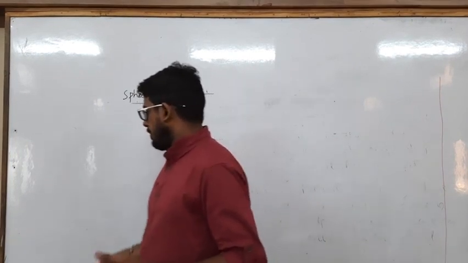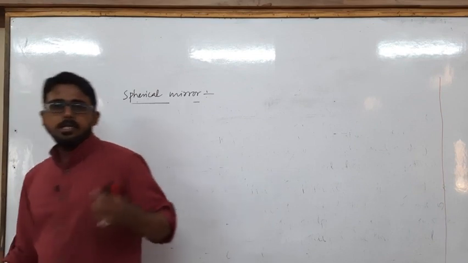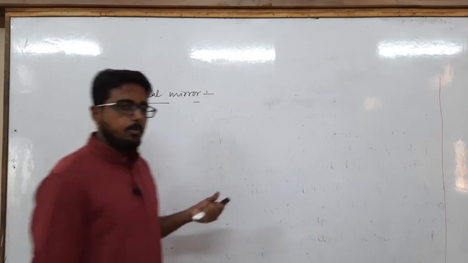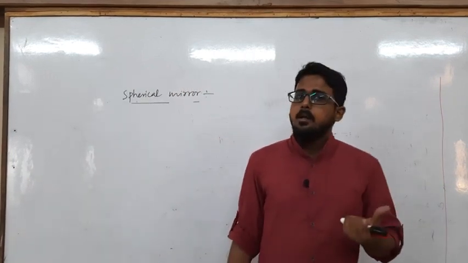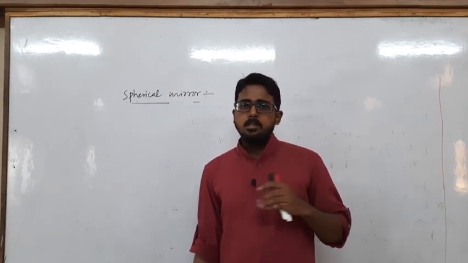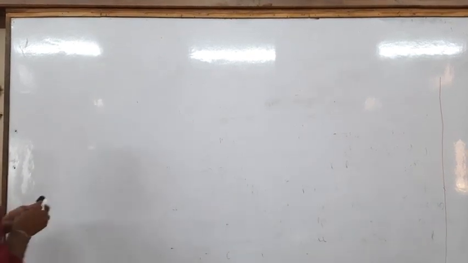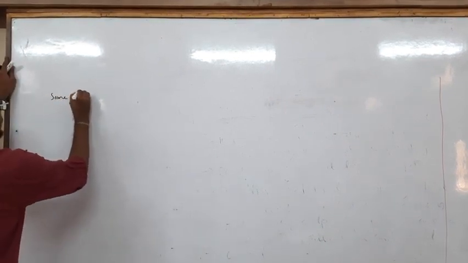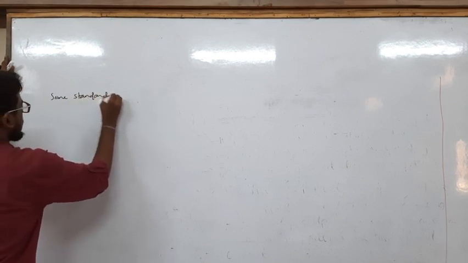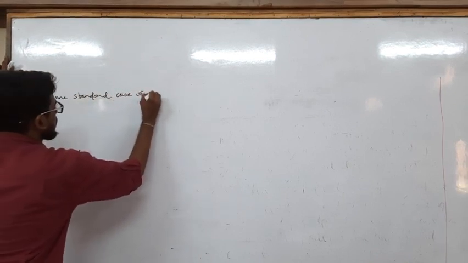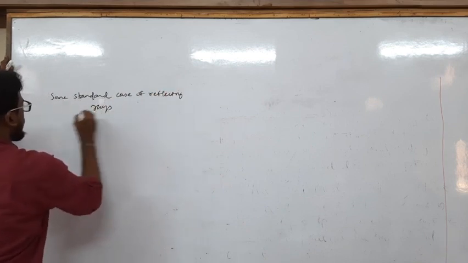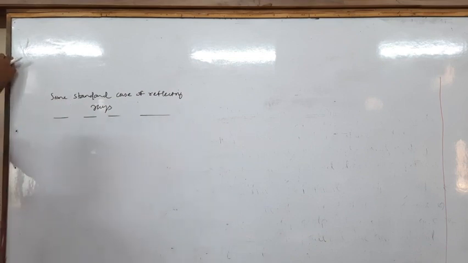If the inner surface becomes opaque and the outer surface becomes reflecting, then it will become a convex spherical mirror. And regarding the spherical mirror, we already studied some terms linked with it: center of curvature, radius of curvature, focus, pole, aperture, and principal axis. Clear? So now we have to study some standard cases of reflecting rays.